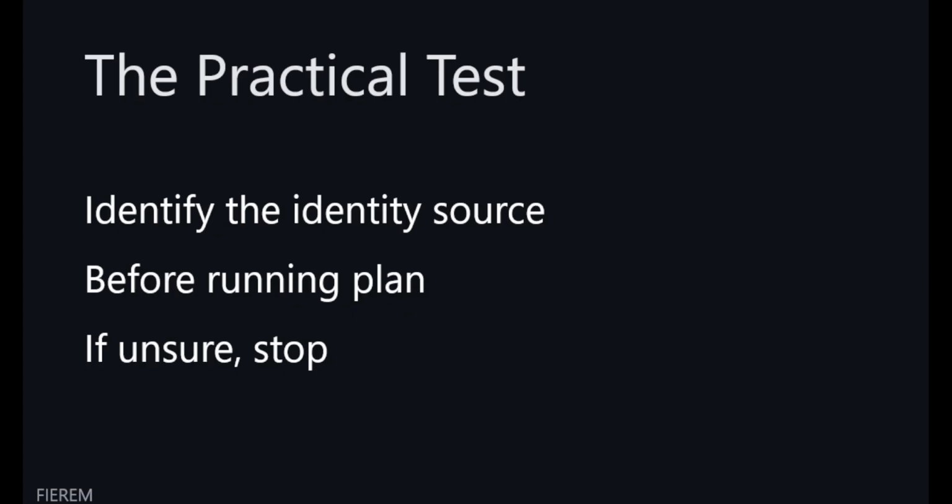Here is the discipline that prevents most failures. Before you run plan, ask questions. Which identity source am I using today? Environment variables, local credential files, CLI session, platform identity, explicit provider configuration. If you cannot answer in that one sentence, stop. Because the plan will still run, but you will not know who is behind it. And in Terraform, not knowing who you are is the fastest way to change the wrong environment.